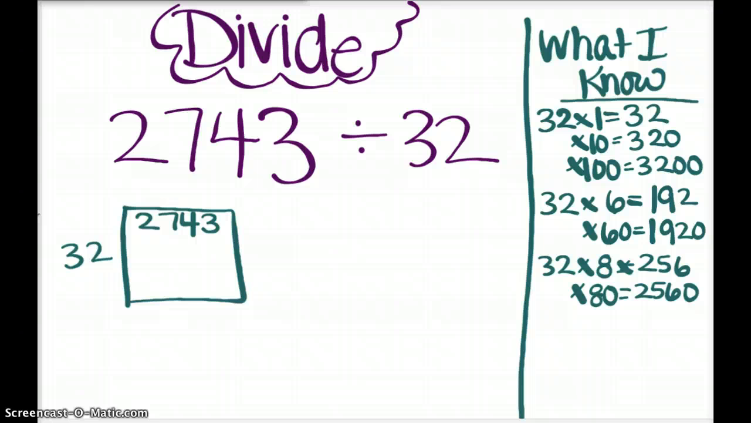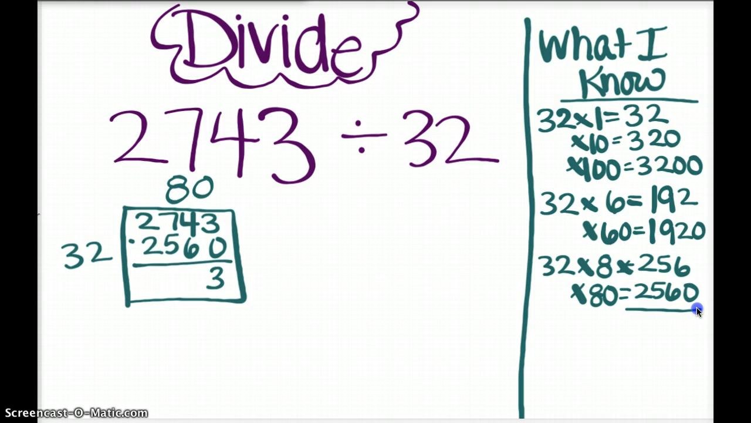Okay, so let's go over this. You can see I filled in my what I knows. And I started off with 32 times 1, 10, and 100. And I saw that 100 was too high. It brought me up to 3,200. And I needed to be at 2,743. So then I was like, all right, well, let me try 60. 60 only got me to 1,920. So I was going to try 70, but I decided, hey, let's try 80 instead. And 80 got me pretty close to 2,560. So I'm going to go ahead and put 80 up top and 2,560. And then I will subtract.